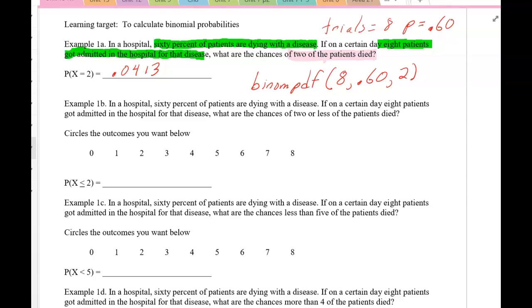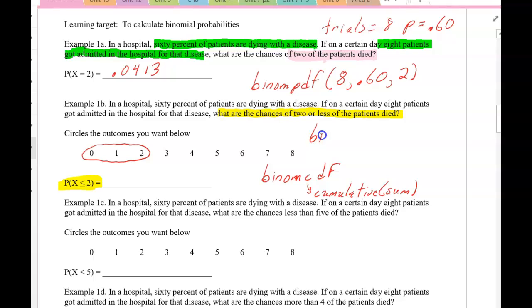Let's take a look at the next example. Same scenario, but this time I want what are the chances that 2 or less died. So I wrote this number 0 to 8 to help us, so I'm going to circle. We want 0, 1, or 2. And when it is a less than, we're going to use binomial CDF. The C means cumulative, which is a fancy word for sum. So because we want 0, 1, or 2, we're going to use the CDF command.